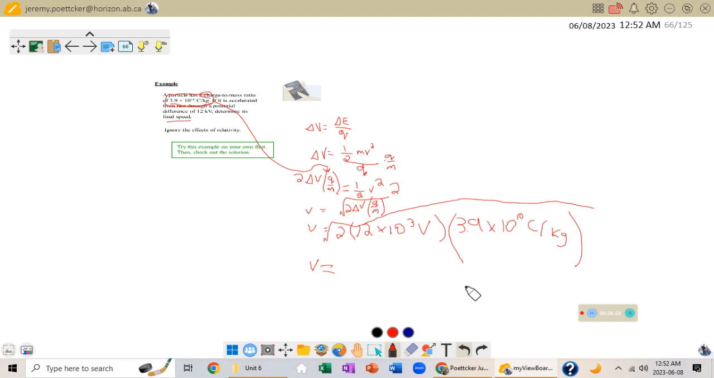3.06, well, it's 3.0594 and so on, but 3.06, and actually that rounds to 3.1 times 10 to the 7th. So it's roughly 10% the speed of light. So this is moving along rather quickly.